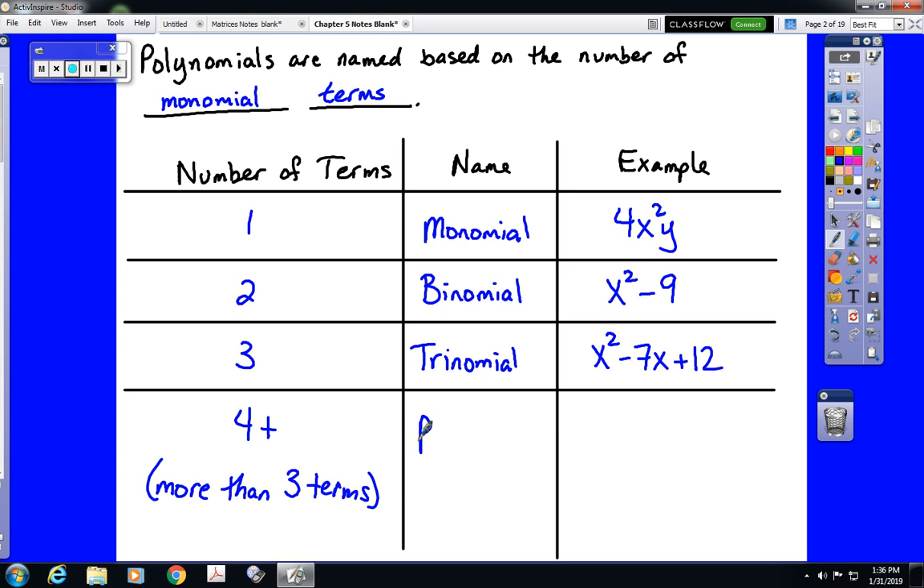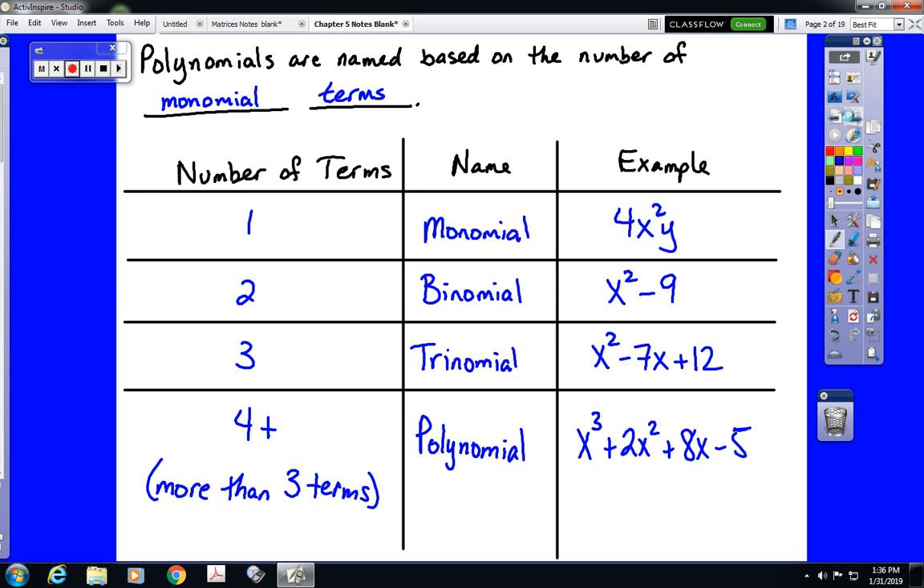Now, if we have more than three terms, we don't have a special name for that. So 4 terms, 5 terms, 6 terms, etc. Those are all just known as polynomials. And for instance, we could have something along the lines of that, which has 4 terms. So monomial, binomial, trinomial, polynomial.